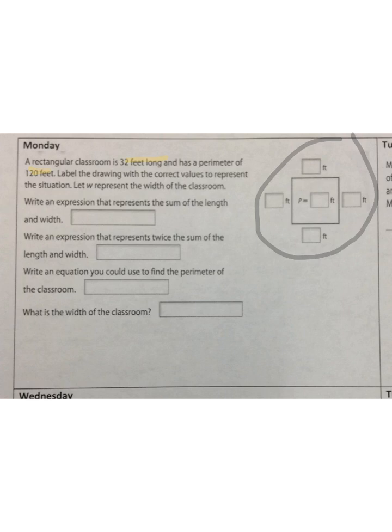So first, write an expression that represents the sum of the length and width. Next, write an expression that represents twice the sum of the length and width. Next, write an equation you could use to find the perimeter of the classroom. And last, what is the width of the classroom?